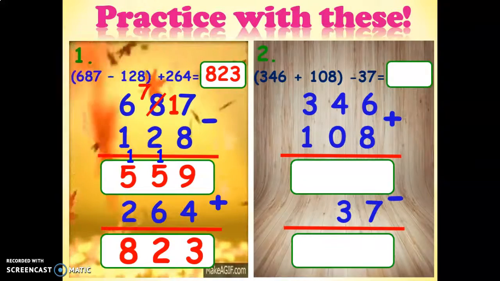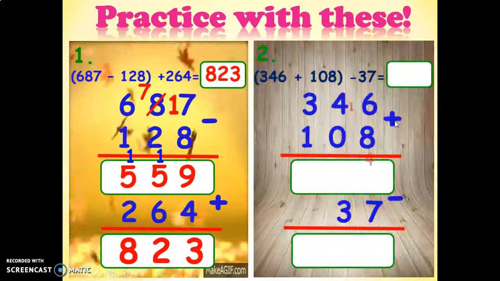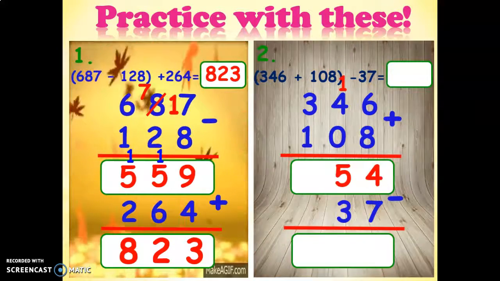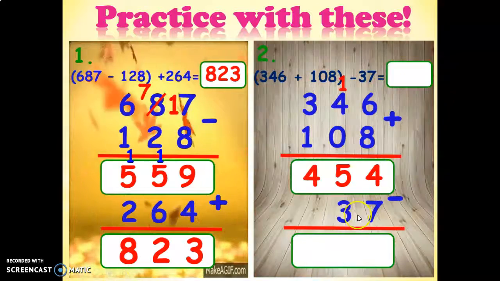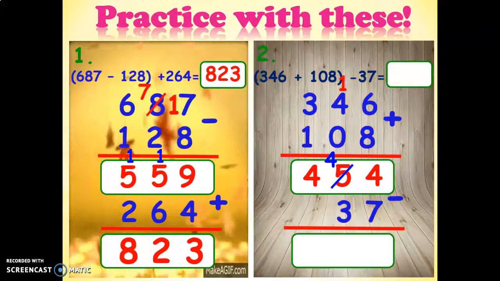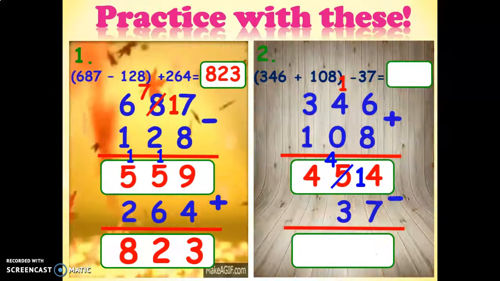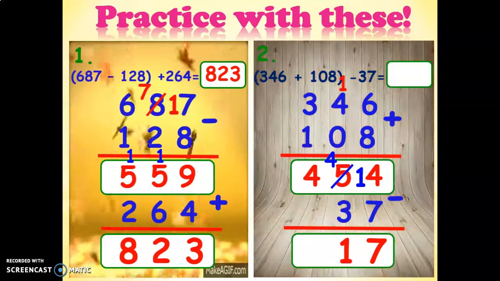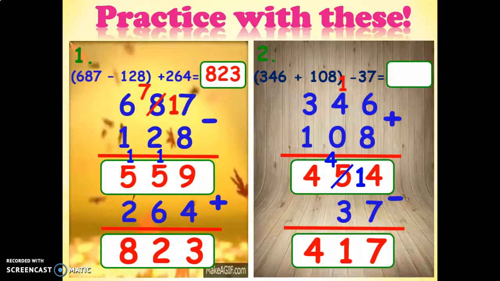Now for example number 2, let's start with addition. 6 plus 8 is 14. 1, 4, and 0 equals 5. 3 plus 1 equals 4. Now let's subtract 37. 4 minus 7 cannot, so we need to borrow from 5, make it 4, and 4 now becomes 14. 14 minus 7 is 7. 4 minus 3 is 1, and then we bring down number 4. Final answer is 417.